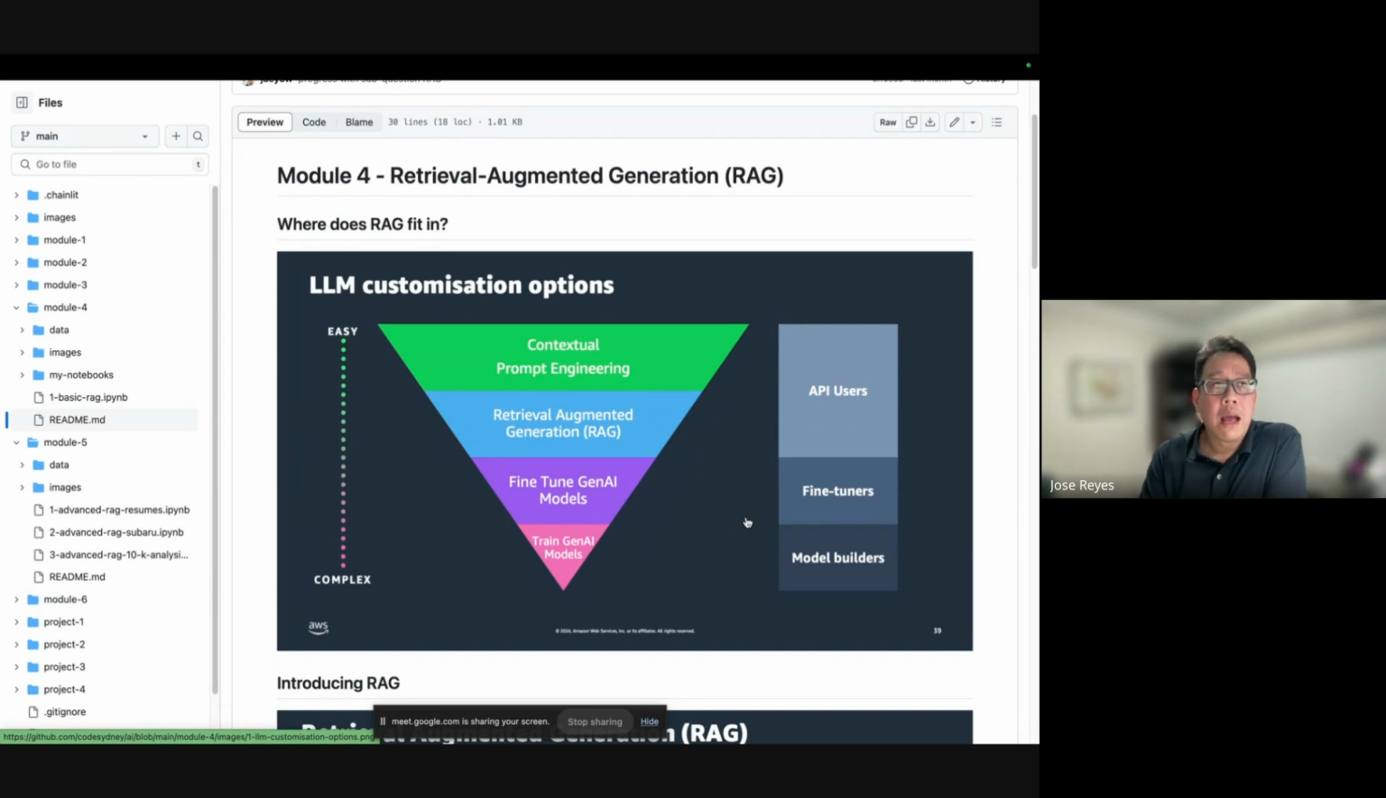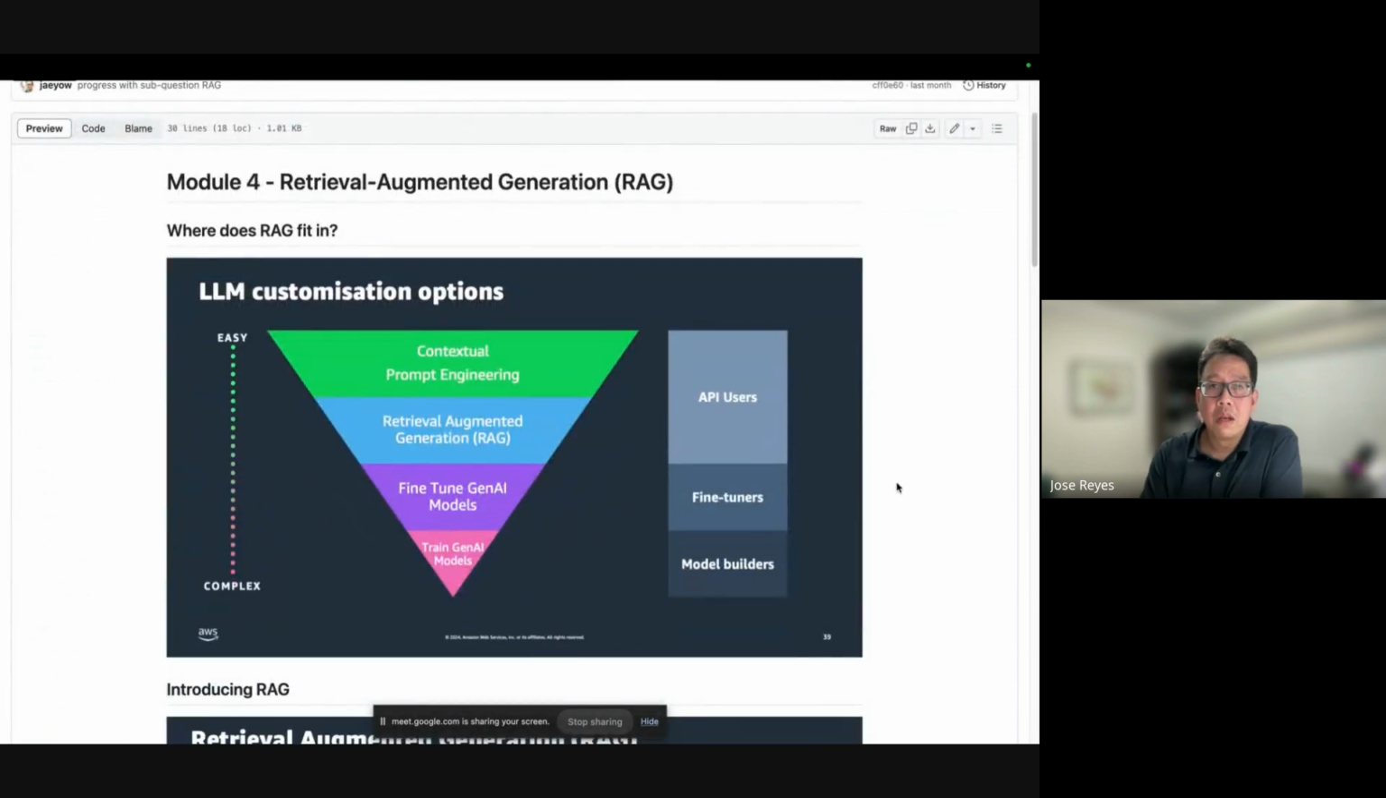RAG, let's understand where RAG fits in the whole picture, right? So I stole this image from one of the AWS sessions I attended early this year, where we were basically talking about RAG. They had to explain to us where the RAG system actually fits in the whole picture. So, you've got this inverted pyramid, and at the top is the easiest option to improve your workings with LLMs, and at the bottom is the most difficult.